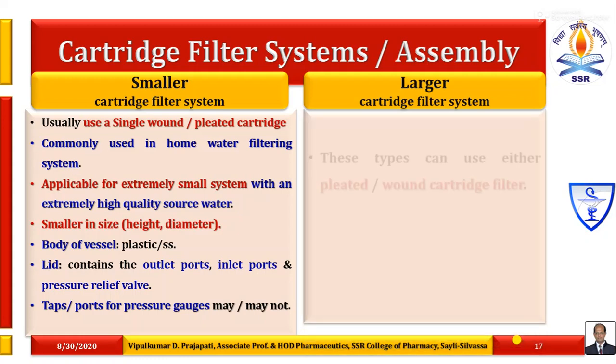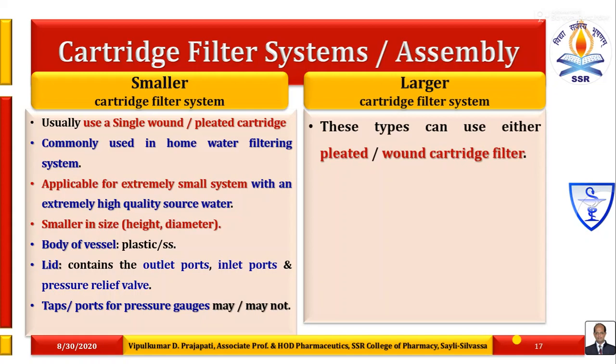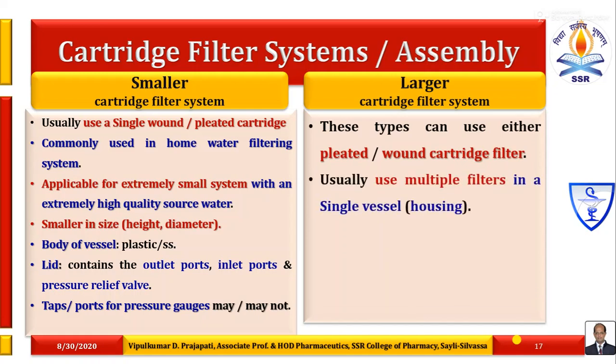The larger cartridge filter systems can use either pleated or wound cartridge filters, usually using multiple filters in a single vessel or housing. In larger cartridge filter systems, cartridge filter units of length more than 10 inch are used, and in smaller cartridge filter systems, cartridge filter units of less than 10 inch may be fixed.